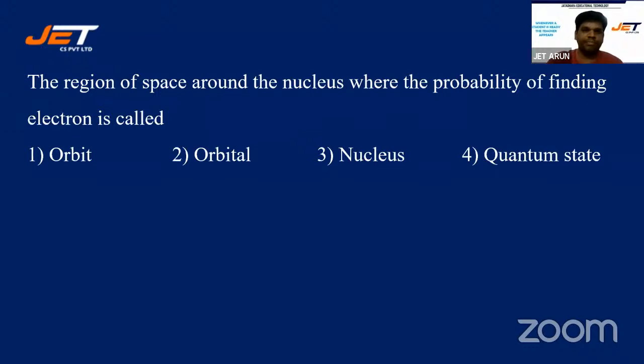All right, let's look at the key. It's orbital. Orbital is absolutely right. The region of space around the nucleus where the probability of finding the electron is highest is called an orbital.